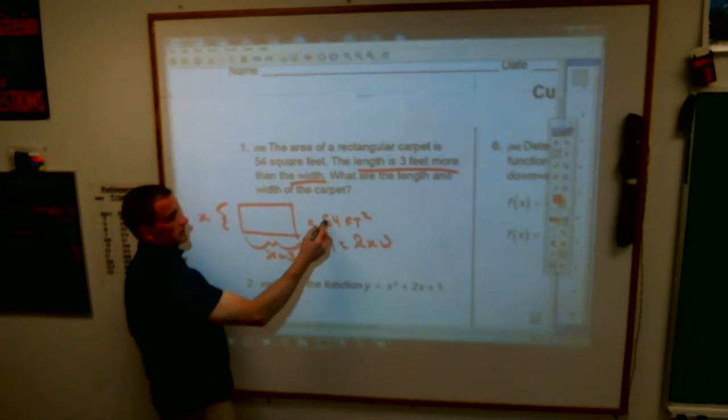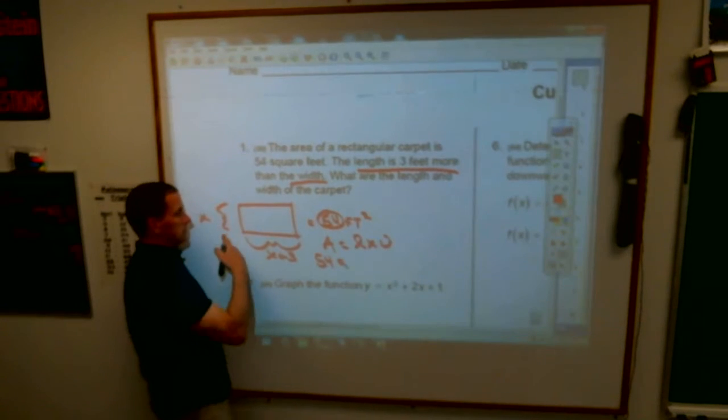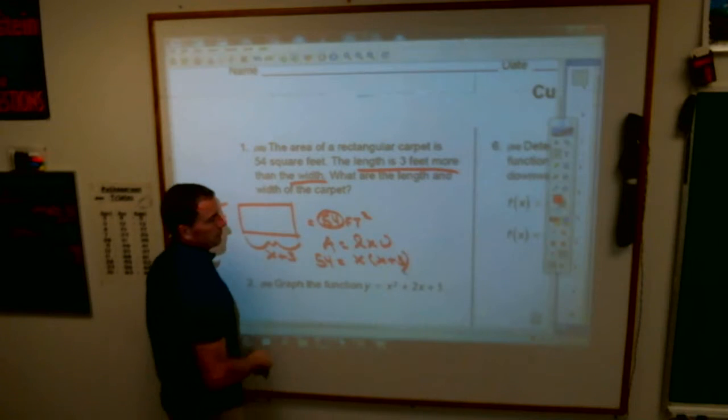I know all of those things. I know the area is 54. And I know the length and width are x times x plus 3. Those are the 2 things that multiply together.